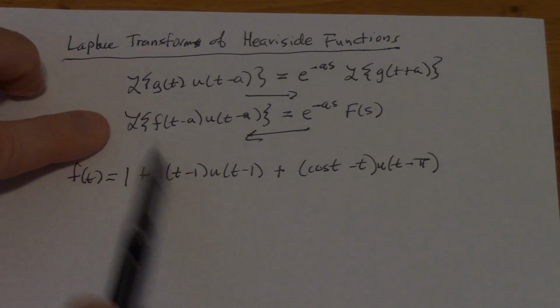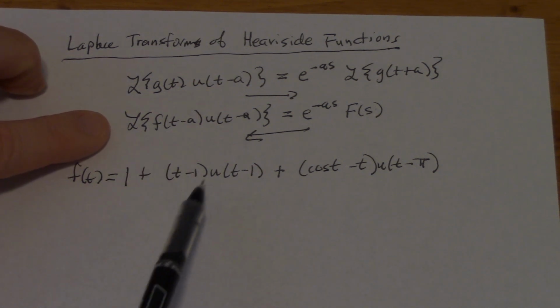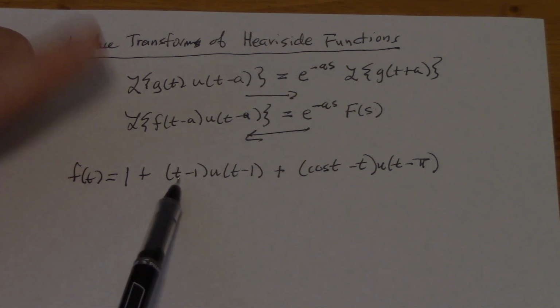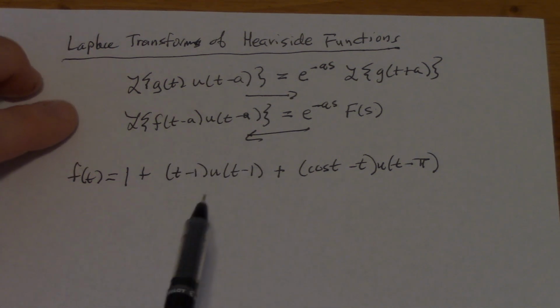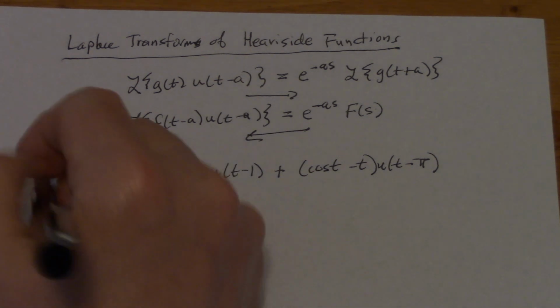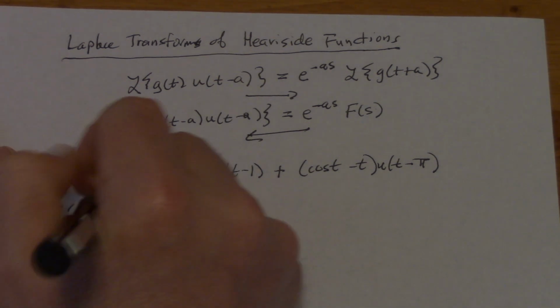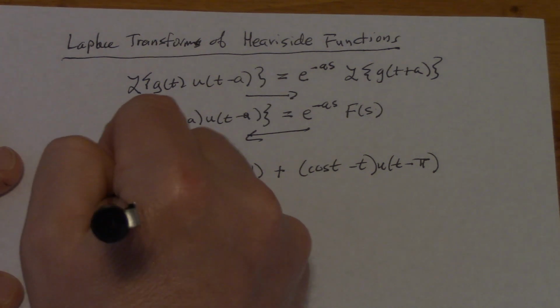Now notice we can use the second one on this one, because it's actually in that form. That's f of t equals t, where we're replacing it with t minus 1 and times u of t minus 1. So that's going to make that part a little easier. So, alright, Laplace transform of f of t.